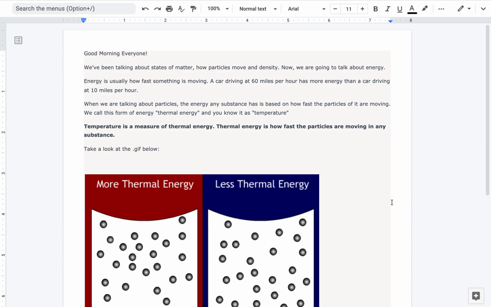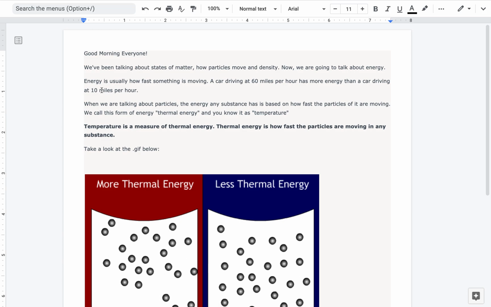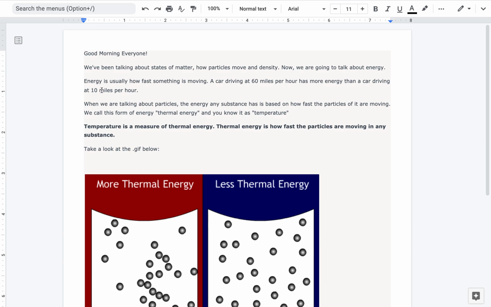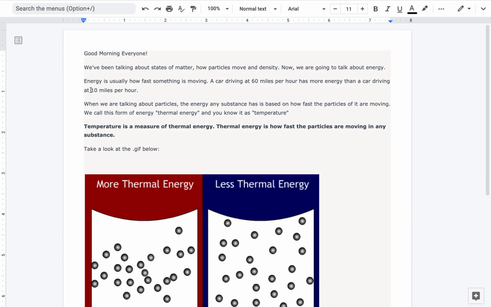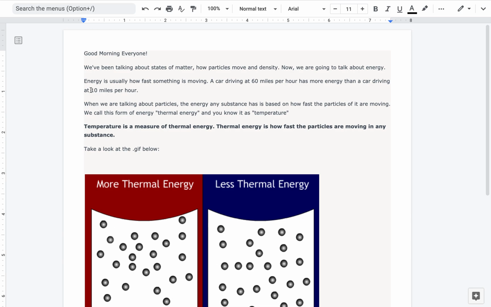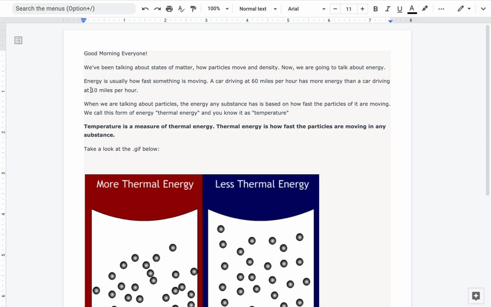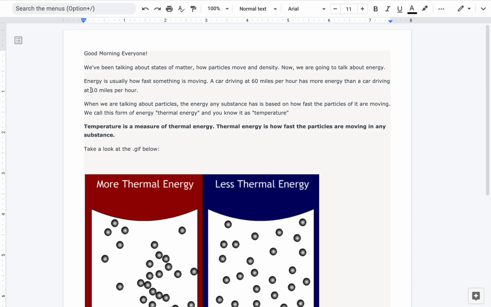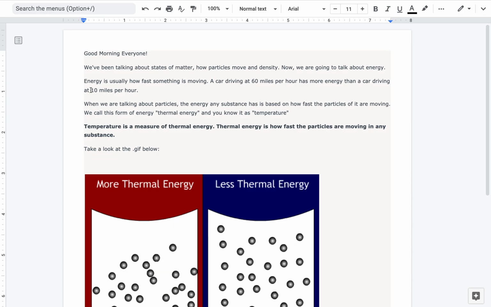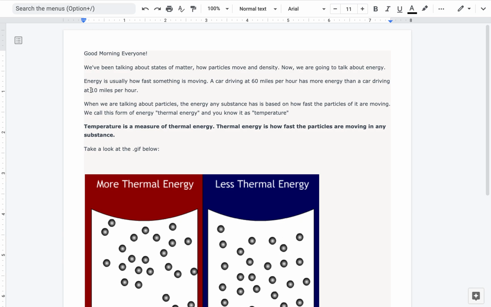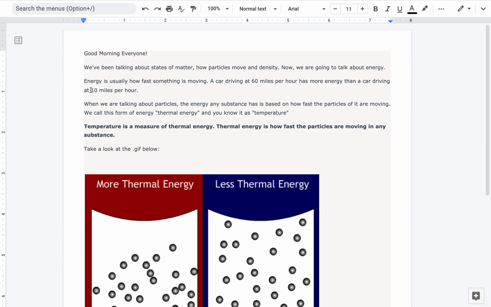In general, energy is how fast something is moving. So a car driving at 60 miles per hour has more energy than a car driving at 10 miles per hour. Now, when we are talking about particles, the energy of any substance is based on how fast the particles are moving. We call this form of energy thermal energy, and we measure it with temperature.